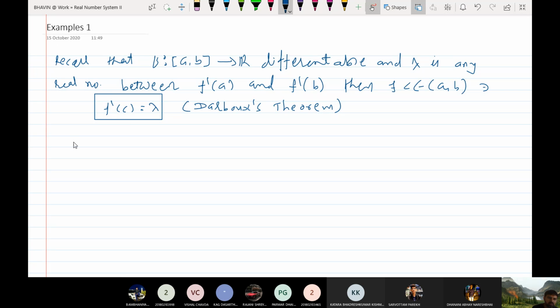An intermediate value theorem for continuous function is something like this. Suppose f is a function from closed interval [a, b] to R, continuous, then f assumes every value between its maximum and minimum.